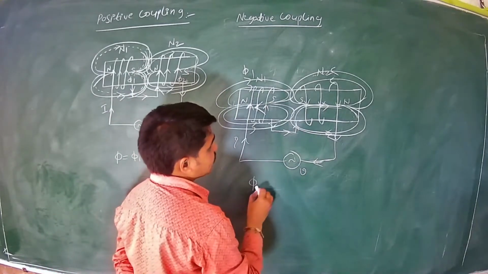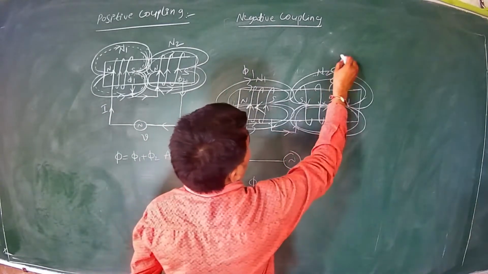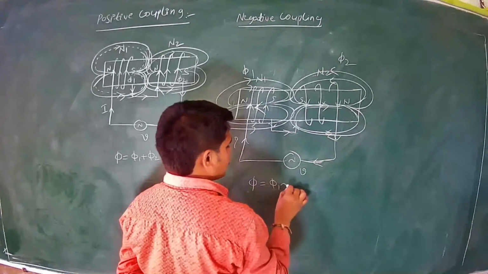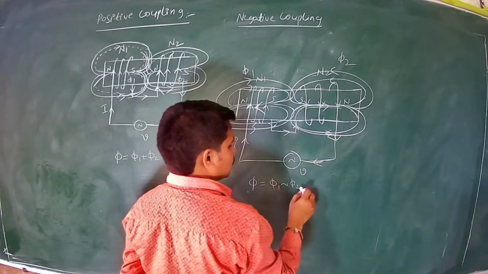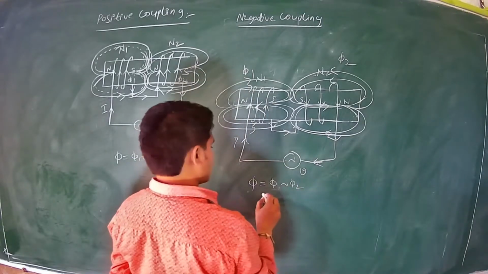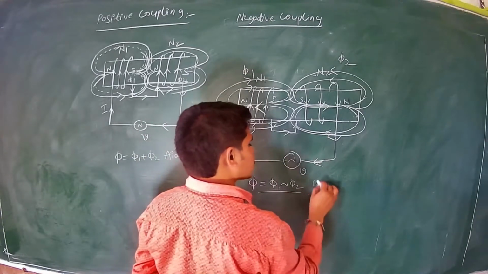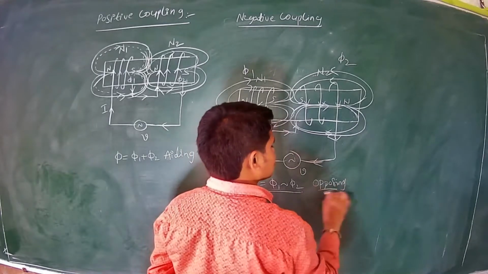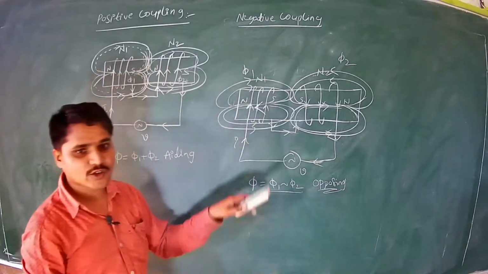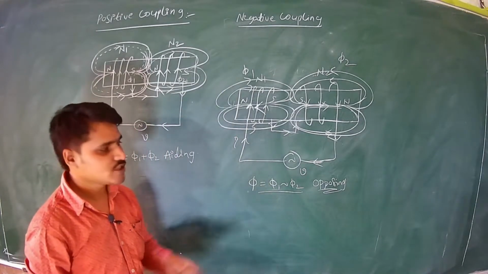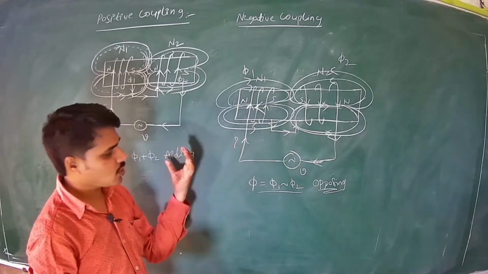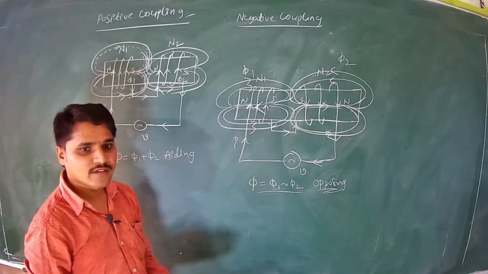Therefore, let us say the resultant flux produced is phi2. Therefore the total flux phi is equal to phi1 minus phi2. Since these two fluxes are opposing each other, these coils are opposing each other. Then these two coils are said to be negatively coupled. So this is what positive coupling and negative coupling are.